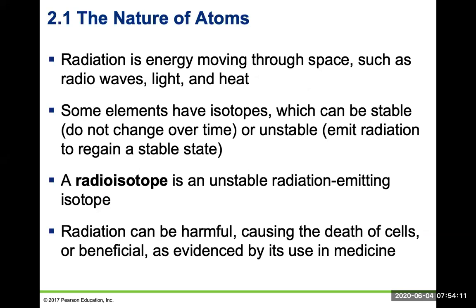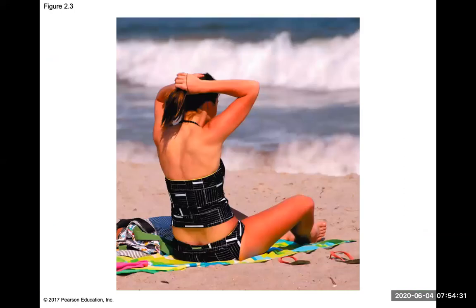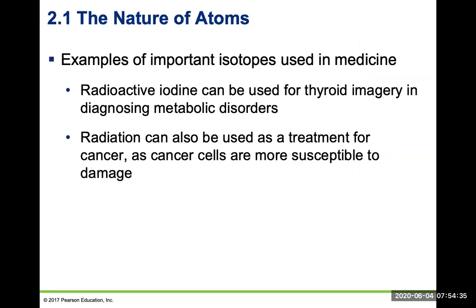Radiation is energy moving through space, such as radio waves, light, and heat. And a radioisotope is an unstable radiation-emitting isotope. It can be harmful, causing the death of cells, or beneficial as used in medicine. So we know radiation is used in cancer treatment to try to kill off cancer cells. This is ultraviolet radiation from the sun, which can cause sunburn. I'm sure we've all gotten that living in Southern California.